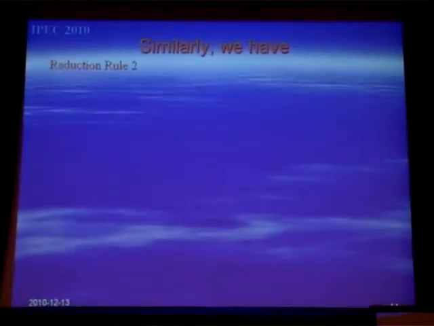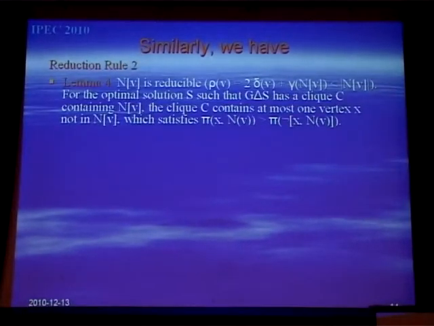Then similarly, I'm not going to prove that, but using this edge cost, you can also prove the other cases. For example, again, suppose it's reducible, and suppose you have a solution that entirely contains this in a single clique. Then you can prove that that clique contains at most one more actual vertex, and that vertex must satisfy this condition. I.e., if this is reducible, then that clique is either just N of V or N of V plus a single vertex. And for that single vertex, you can easily identify it by that condition.